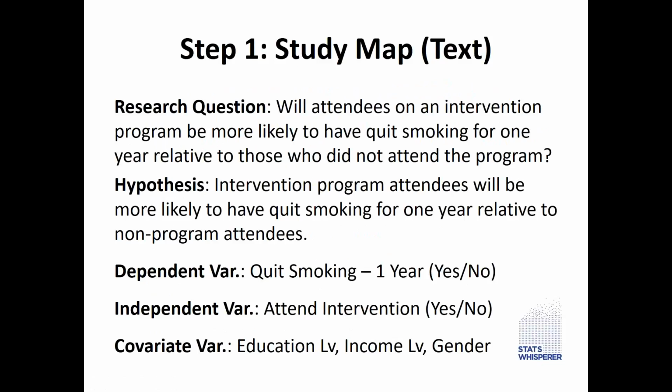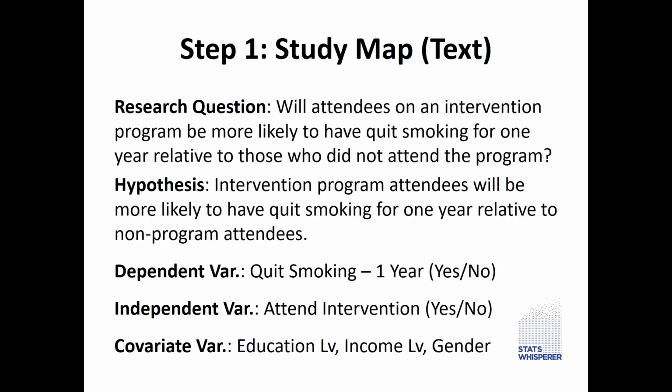Very interesting. Okay, so the research question formally stated: will attendees in an intervention program be more likely to have quit smoking for 1 year relative to those who did not attend the program? The hypothesis, of course, is that the intervention program attendees will be more likely to have quit smoking for 1 year relative to the non-attendees. So the dependent variable, i.e. the outcome, is quit smoking for a year, yes or no. And it's a yes or no question, so it's appropriate for BLR.